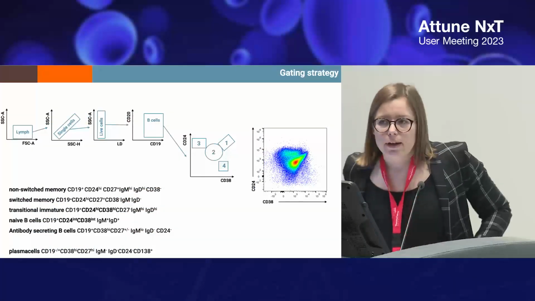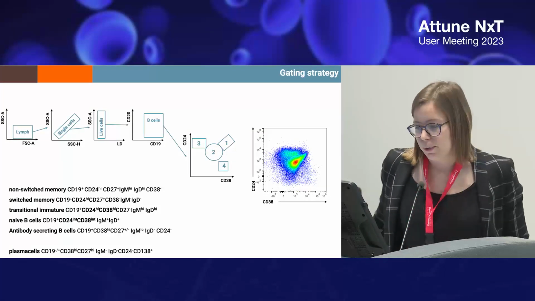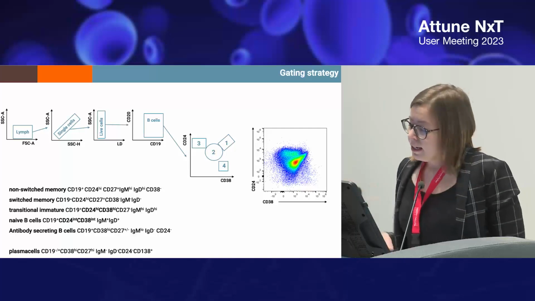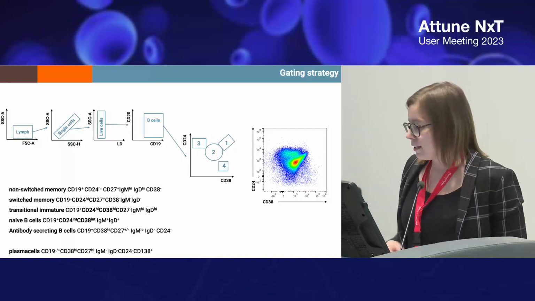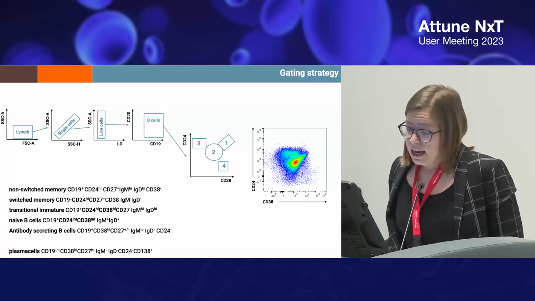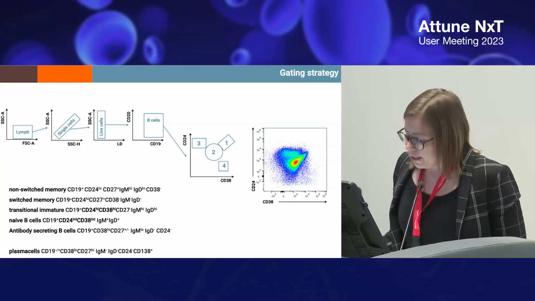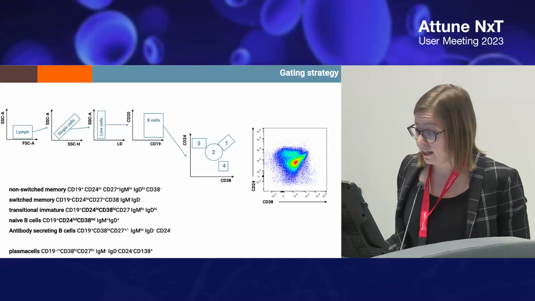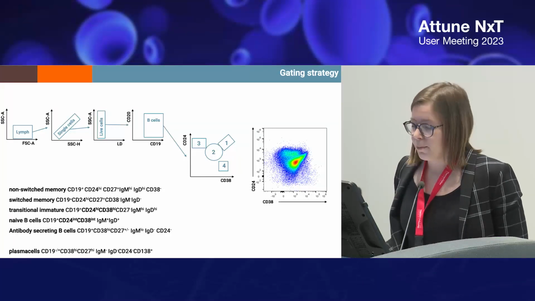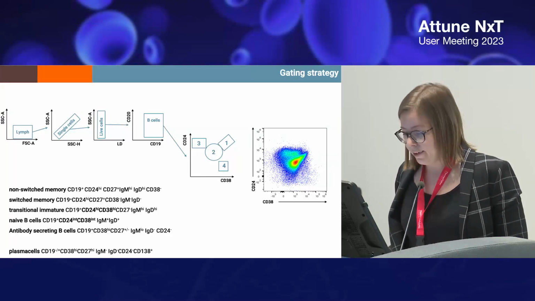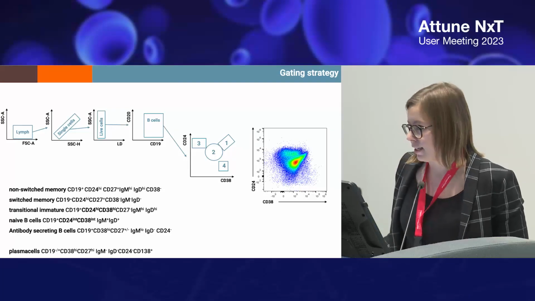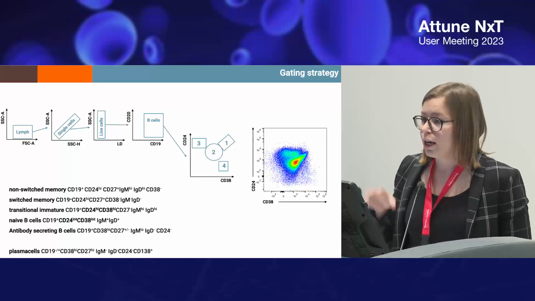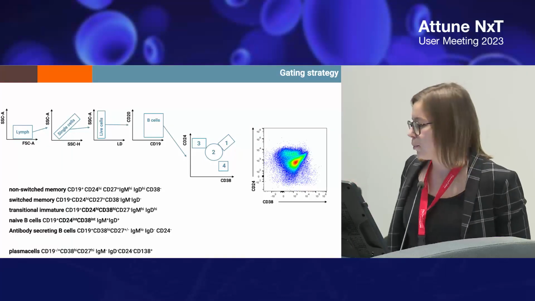So this is our basic gating strategy. We select lymphocytes, single cells, living cells, and B cells, and then we plot the expression of CD24 and CD38. As you can see in the immunophenotype listed here, these two markers are expressed in unswitched memory, switched memory, transitional immature, and naive B cells, but also on antibody secreting cells. So we need more markers to correctly put every subset in the correct population.